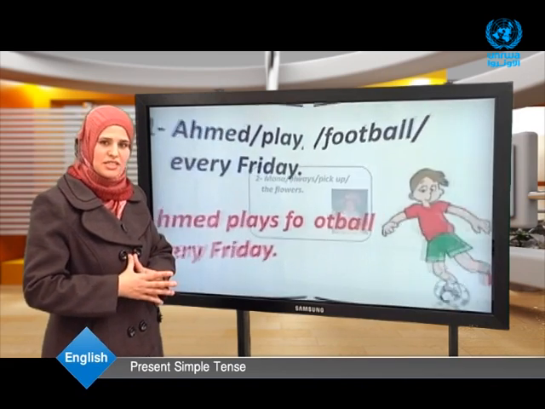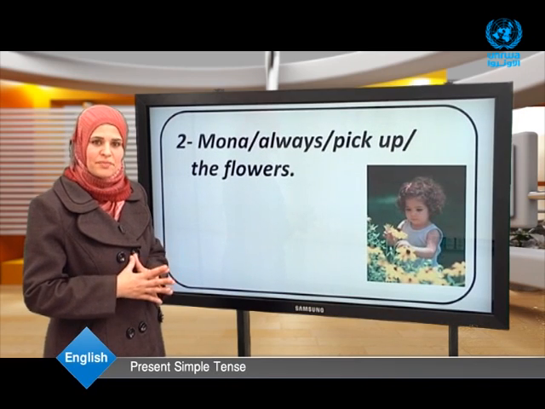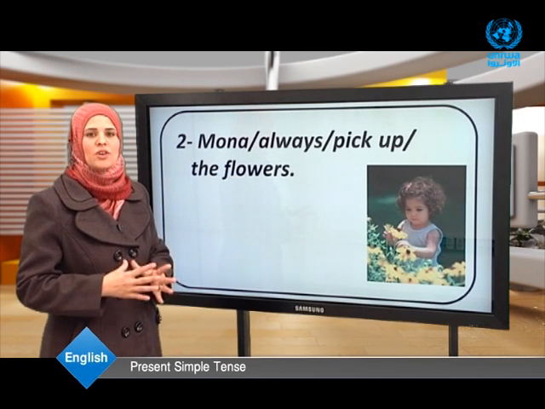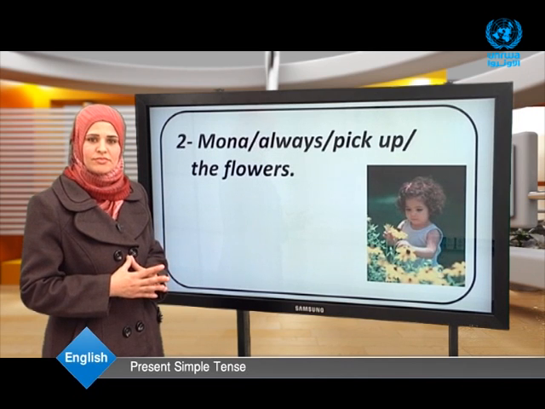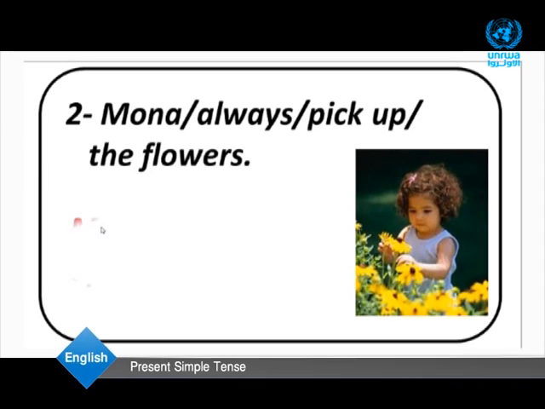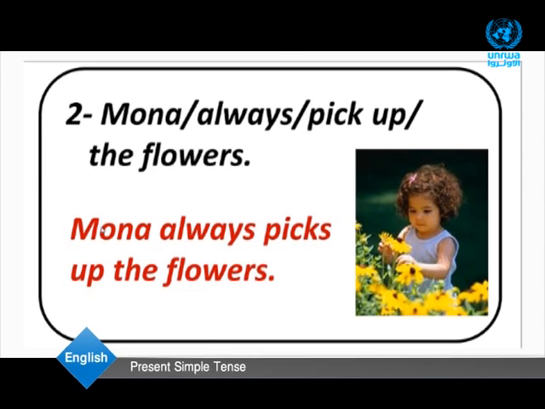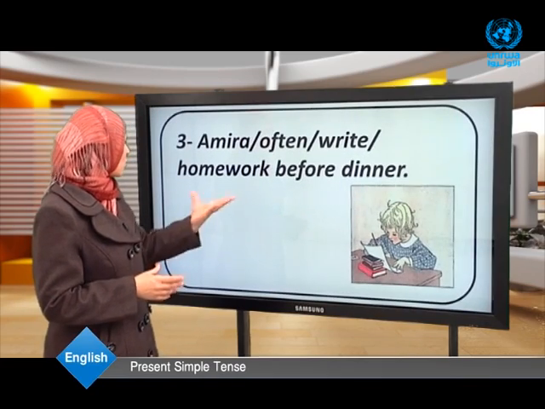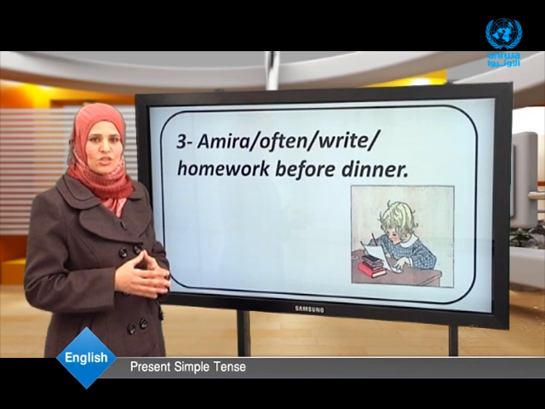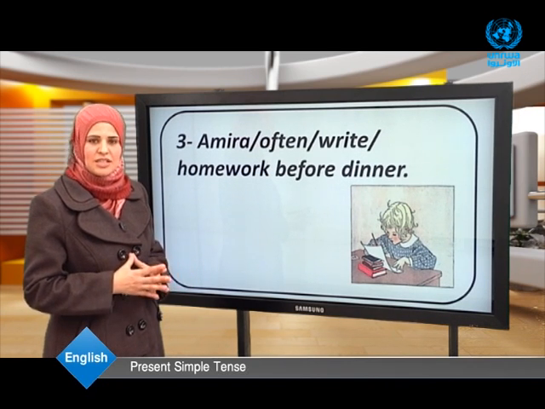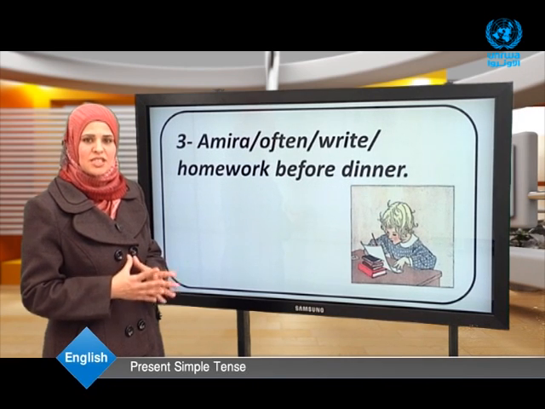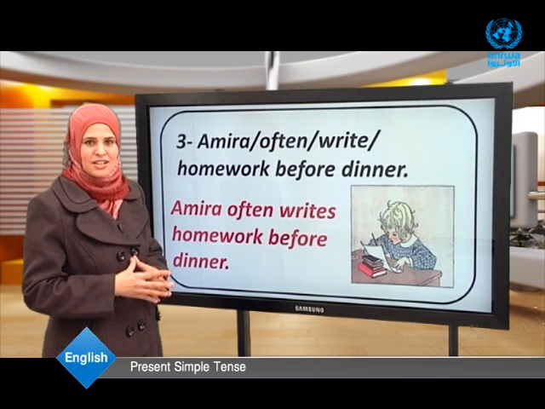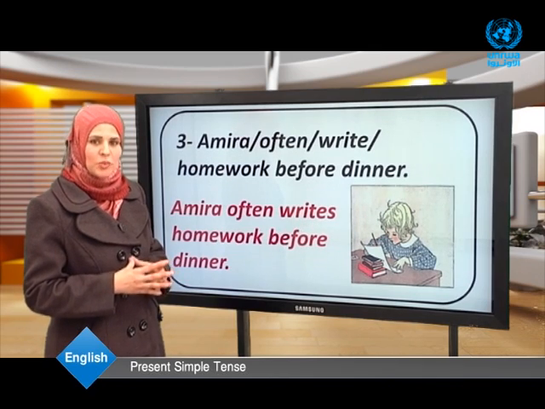Let's have another sentence. Now, I want you to read it alone and try to do it and give me your answer. Muna always pick up the flowers. How can you form a sentence using the present simple tense? Very good. The sentence is Muna always picks up the flowers. Let's have another one. Amira often writes homework before dinner. So, what is your answer? Form a sentence using the present simple tense. Yes, very good. Amira often writes homework before dinner.